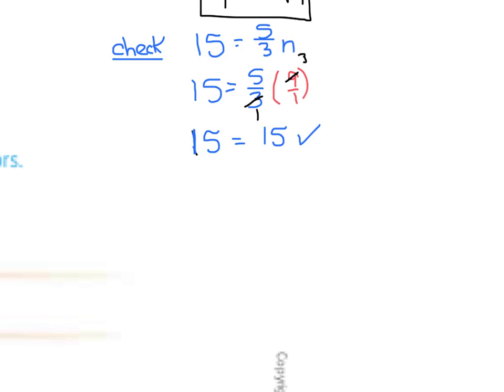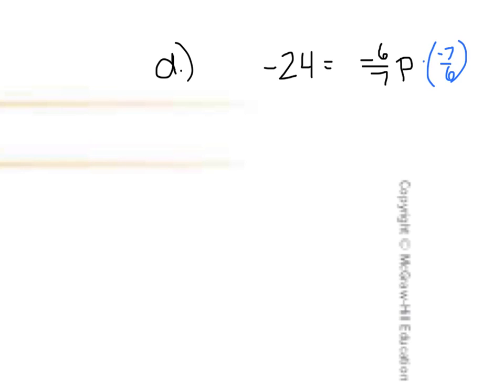Continuing on now to D. Negative 24 equals negative 6/7 p. Let's multiply by the reciprocal here, and that's going to be negative 7/6 on both sides. We have some lovely cancellation going on the right. On the left, we're left with negative 7 over 6 times negative 24 over 1 equals p.